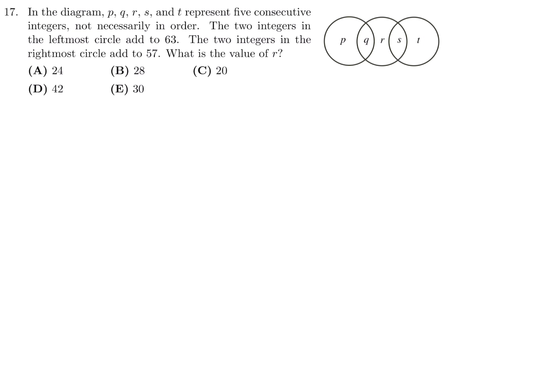In the diagram, P, Q, R, S, and T represent 5 consecutive integers not necessarily in order. The 2 integers in the leftmost circle add to 63. The 2 integers in the rightmost circle add to 57. What is the value of R?